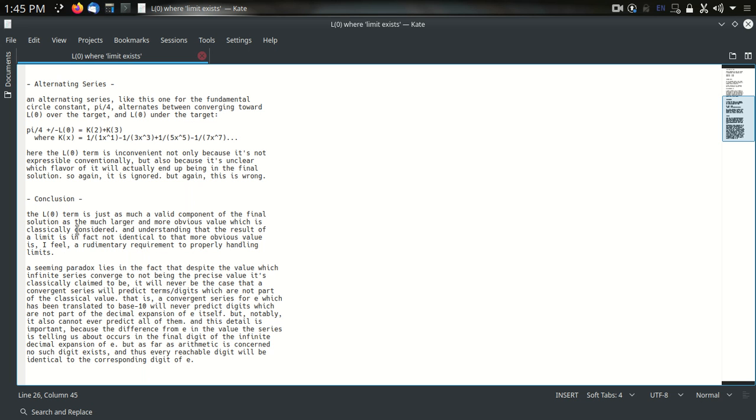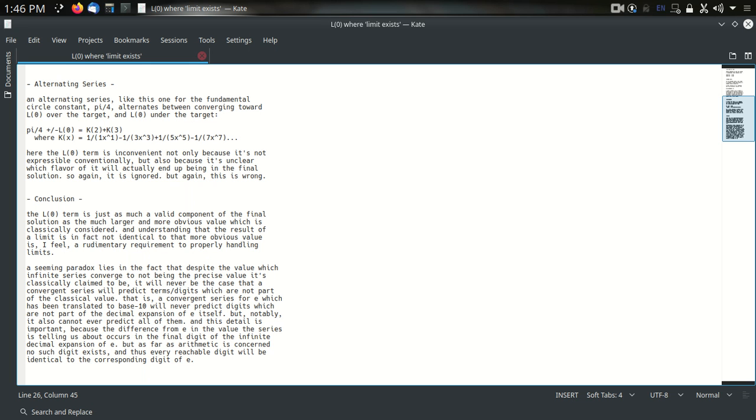So the L naught term is just as much a valid component of the final solution as the much larger and more obvious value which is classically considered. And understanding that the result of a limit is in fact not identical to the more obvious value is, I feel, a rudimentary requirement to properly handling limits, right? So understanding that you're not evaluating at the point that you're trying to take the limit for, that's why you're taking the limit, because you can't evaluate it. That's the whole point. Jesus Christ.